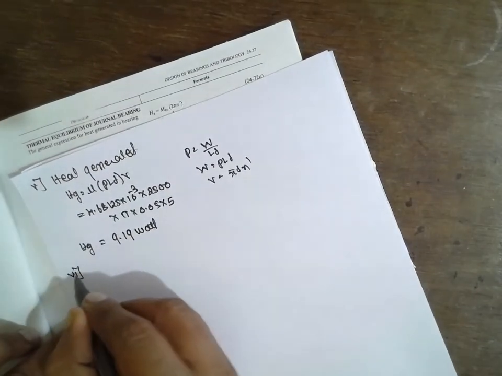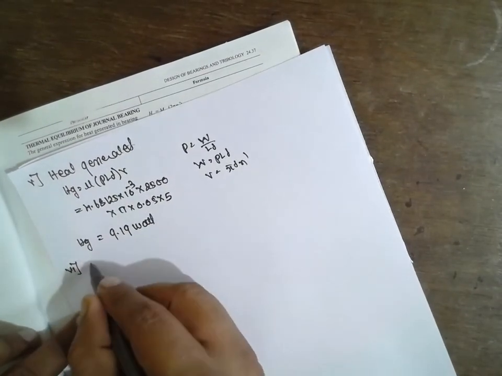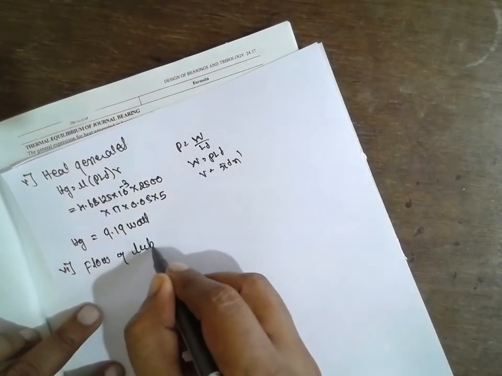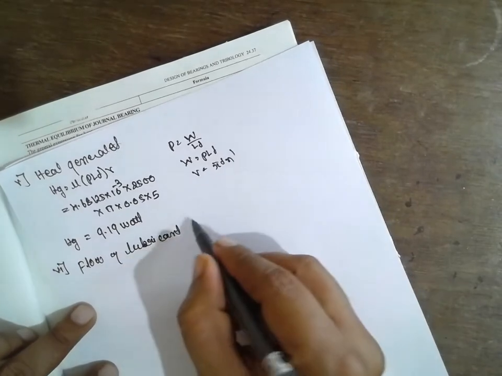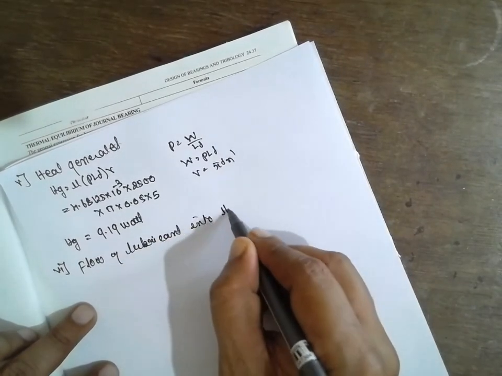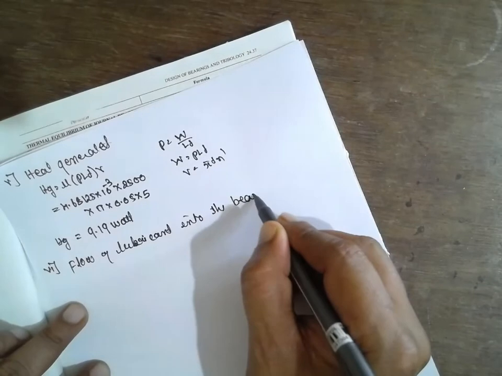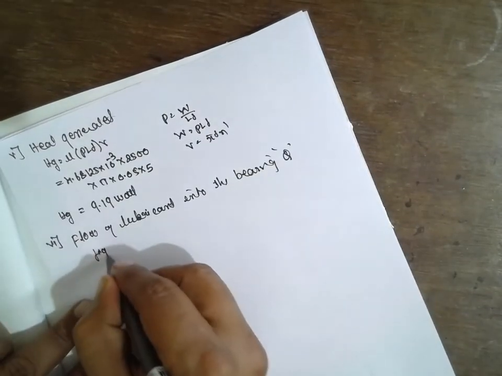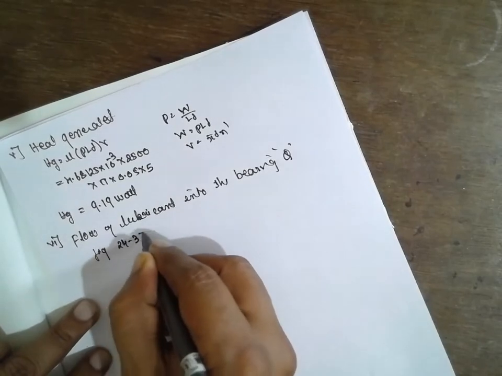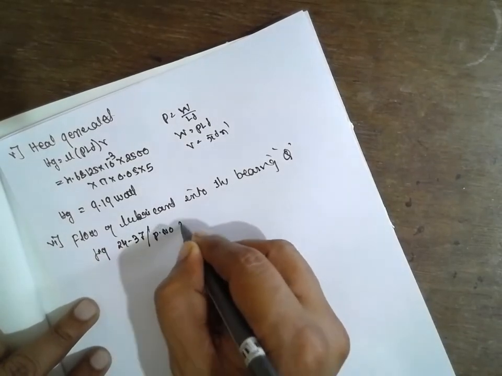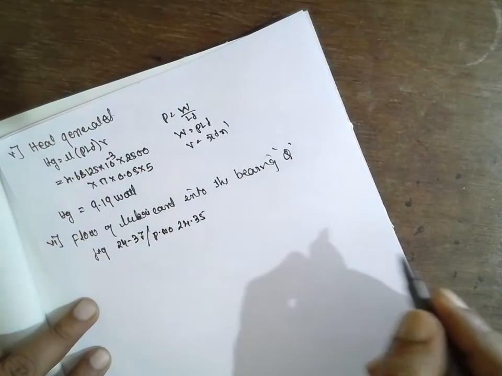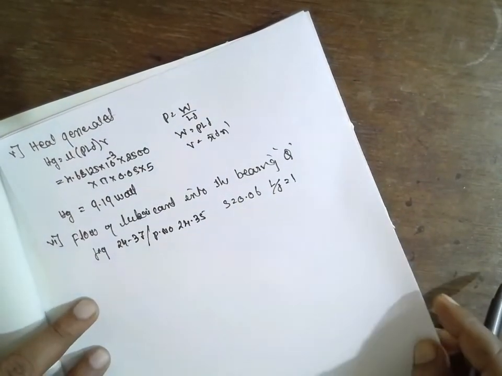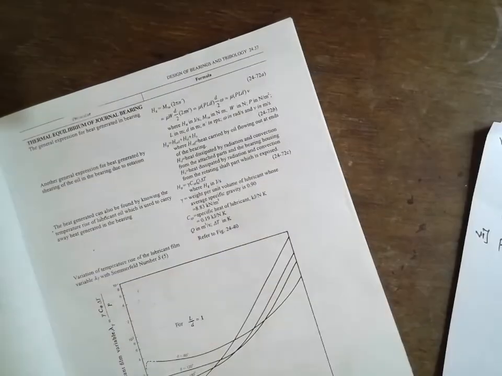Next, I will find out the flow of lubricant into the bearing. It is Q, I have to find out. This can be found by using the figure 24.35, where S is equal to 0.06 and L by D is equal to 1.